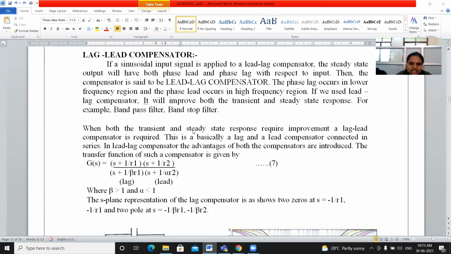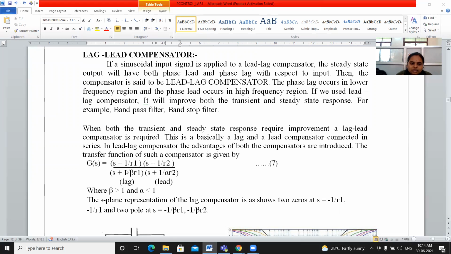To improve both the transient and the steady state response, a lag lead compensator is going to be required. This is basically a lag and a lead compensator connected in series. In a lead lag compensator, the advantages of both compensators are introduced, what we learned in both the cases. Then the transfer function of the compensator is given as G of S equals (S plus 1 divided by gamma 1)(S plus 1 divided by gamma 2) for the lead compensation and also for the lag. For both we have to consider here.